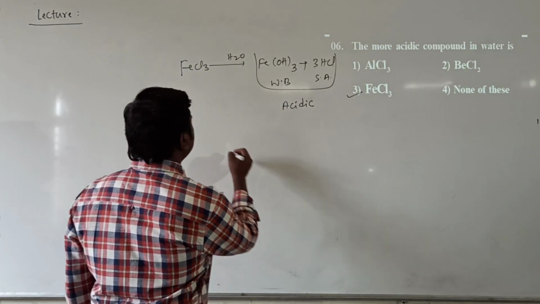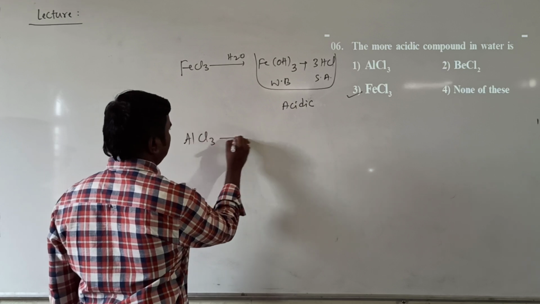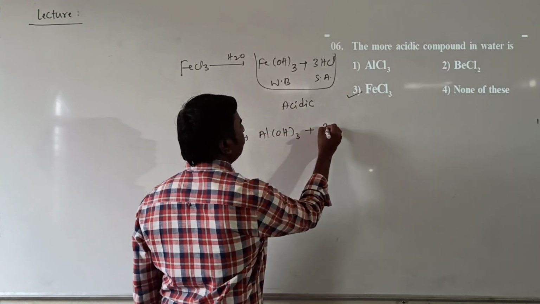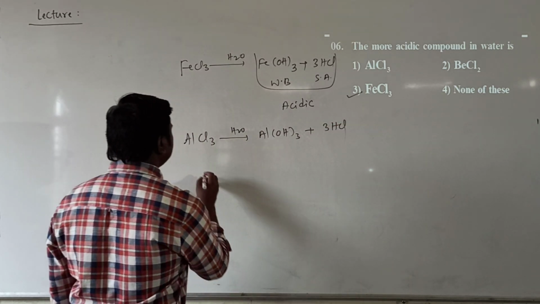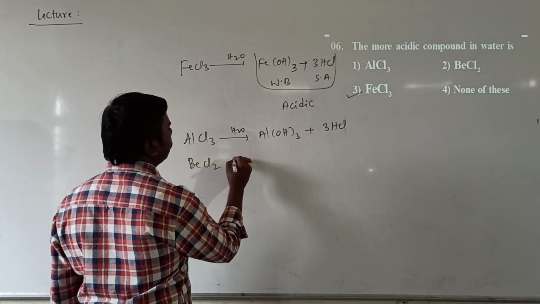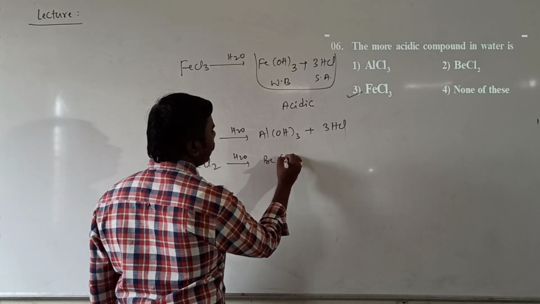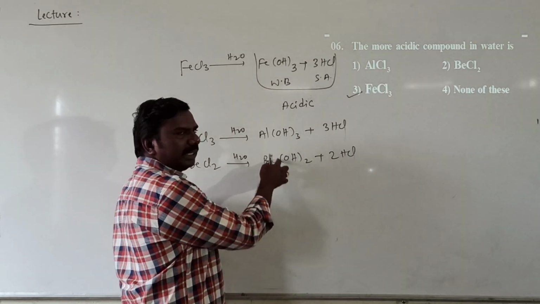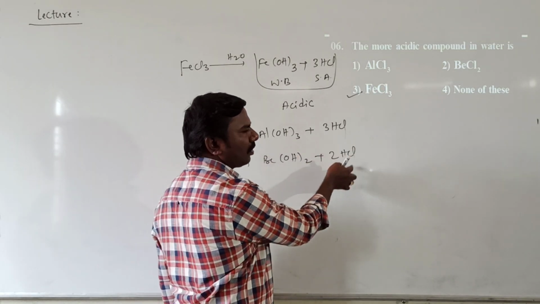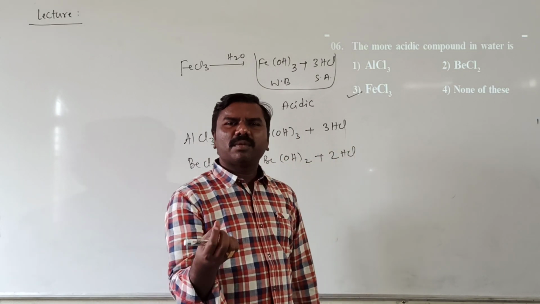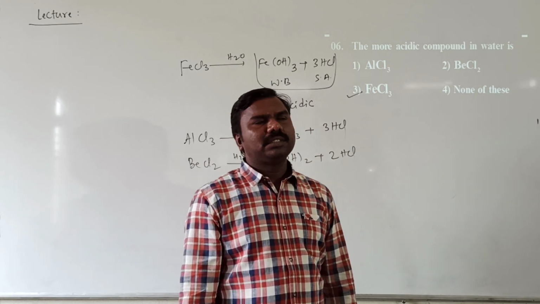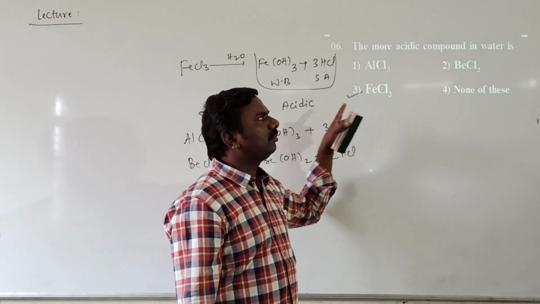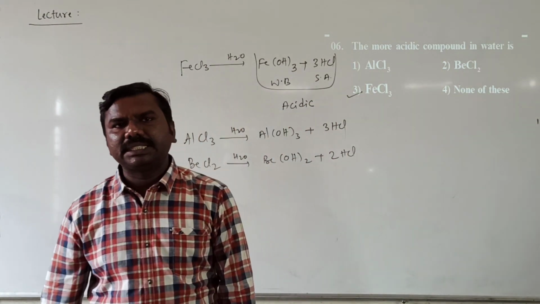If you take AlCl3, it gives AlOH thrice plus HCl. Next, BeCl2 gives BeOH twice plus 2HCl. Strong base, it is also strong acid. Then the solution becomes much less acidic when compared with iron chloride. It is a weak base, strong acid, then the solution becomes acidic. Option C is correct.